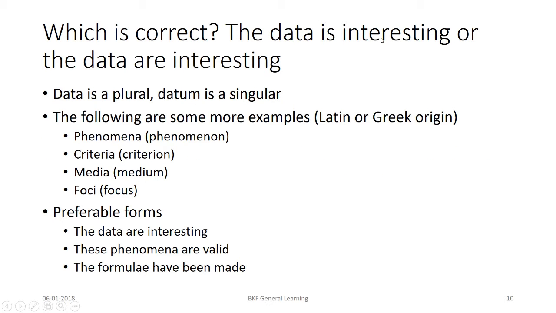Okay, so which is correct? This data is interesting or the data are interesting? So data is a plural, datum is a singular. So there are some words which are Latin or Greek in origin. So these are some of those words, like phenomenon is a singular, criterion is a singular, medium is a singular, and focus is a singular. Their plurals would be phenomena, criteria, media, and foci.